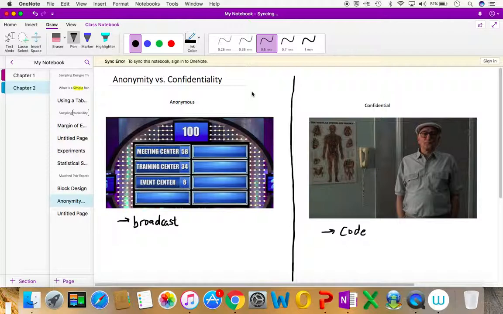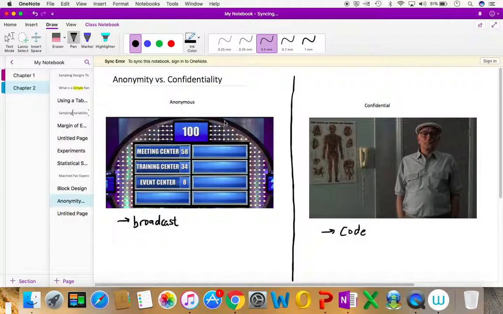So enter Family Feud. In Family Feud, they have 100 people respond to a survey, giving items that would most likely answer a question. And I'm not even sure what the question is for this picture here, but you have 58 people who answered a meeting center, 34 people who answered a training center, and then 8 people answered an event center. So where that breakdown comes from, I have no idea.